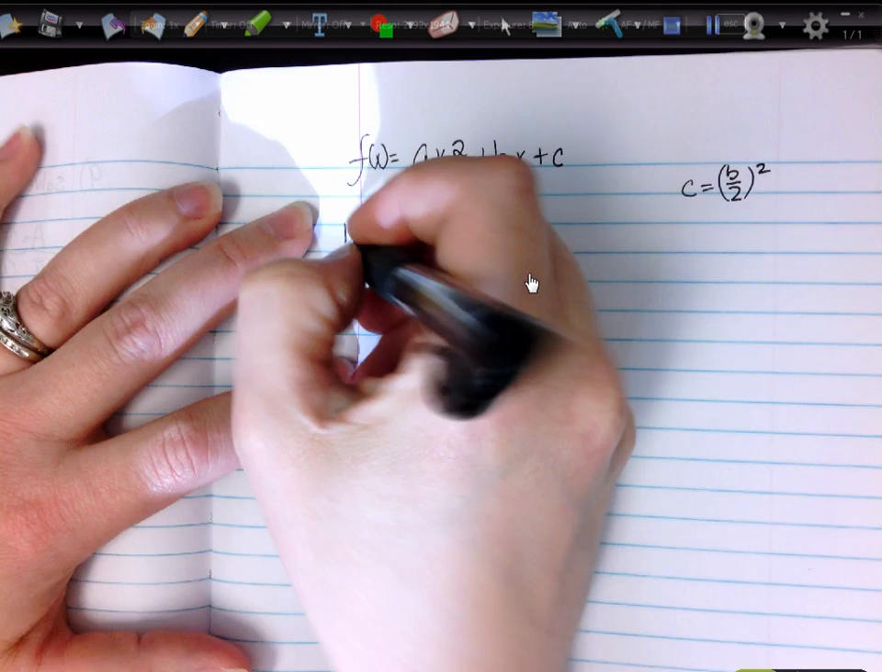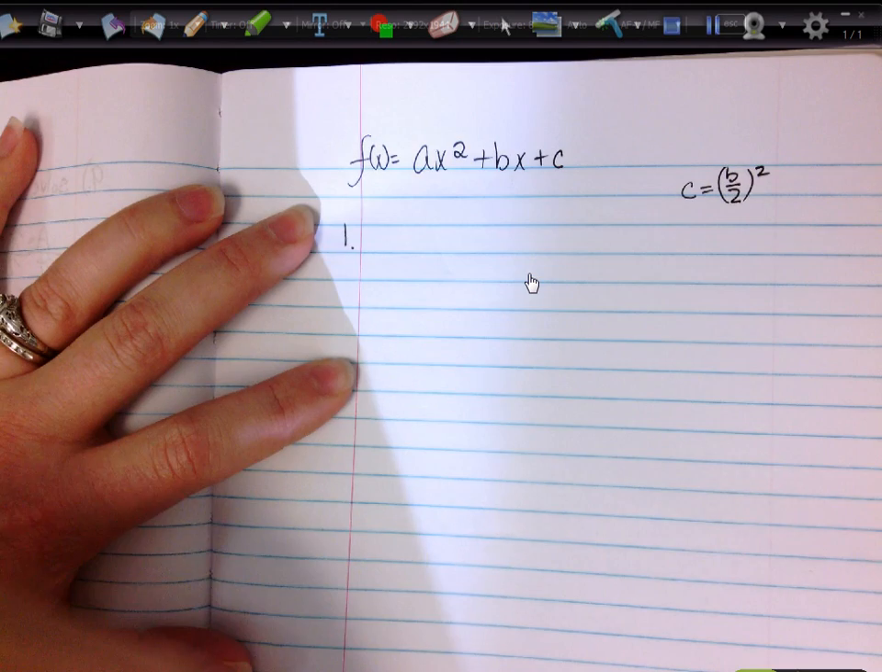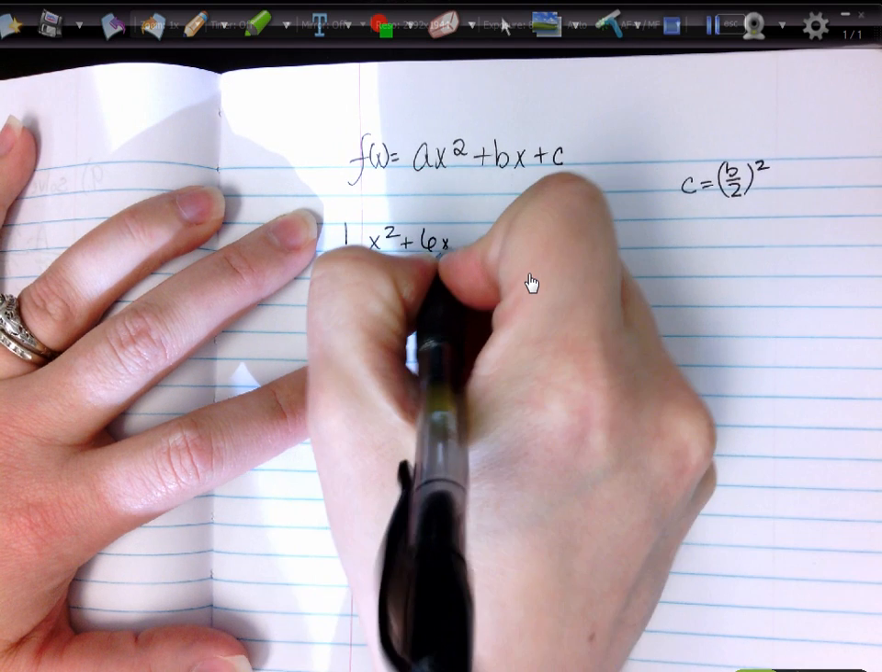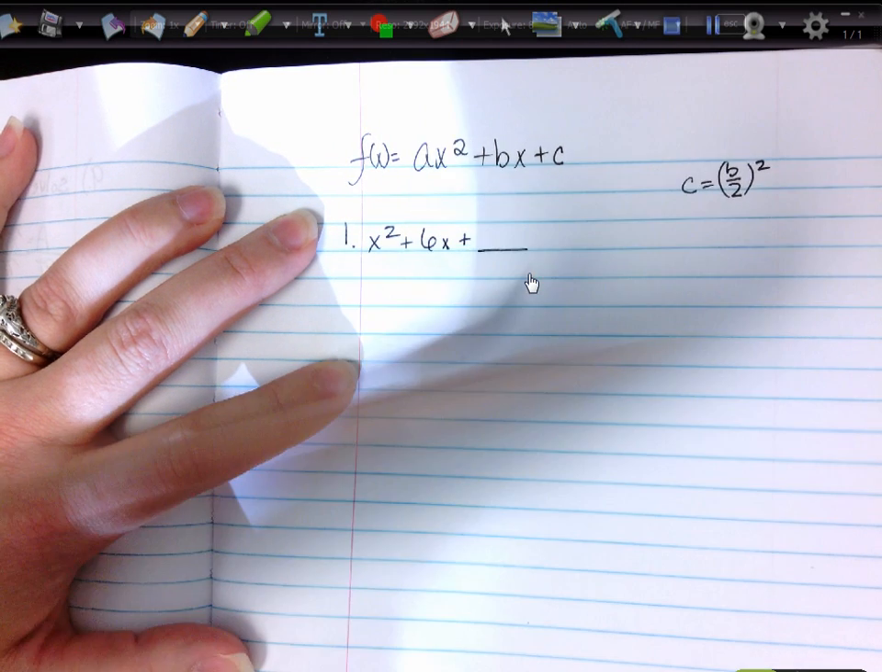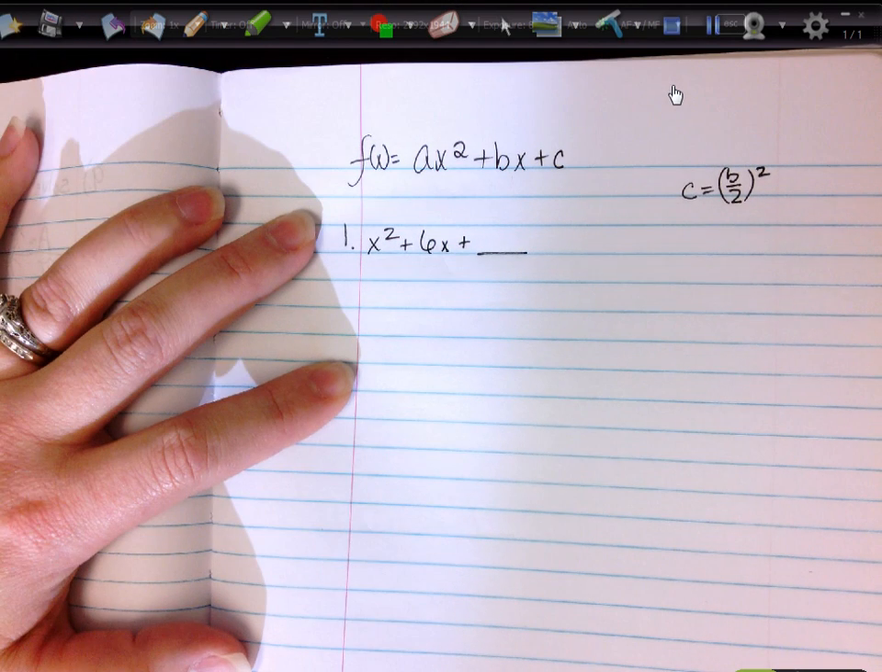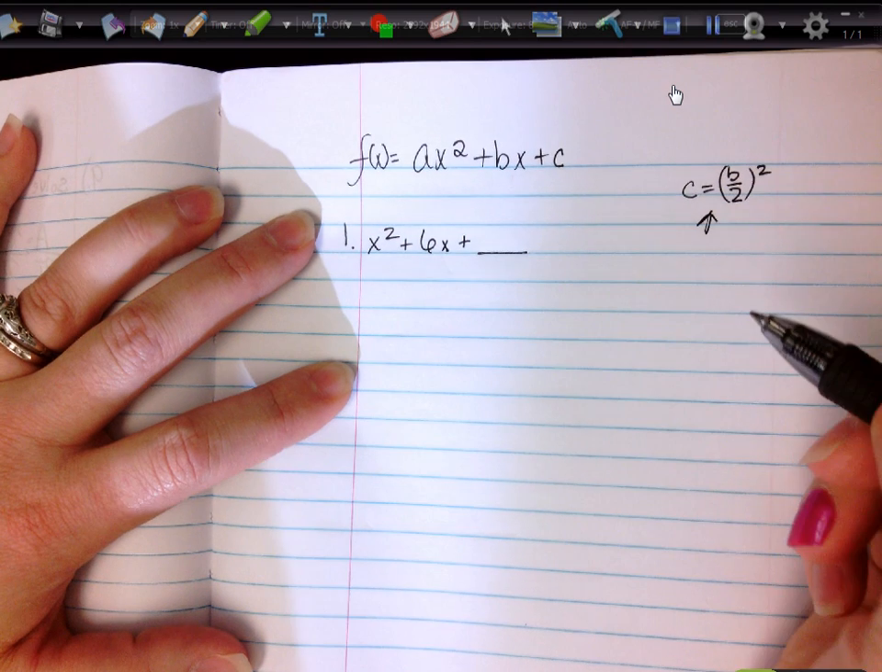Number 1 is x squared plus 6x plus blank. So in completing this square, what we're doing is we're looking for the c. We're looking for the c that will form a perfect square trinomial. In order to do that, we are just going to plug into this formula here for c.